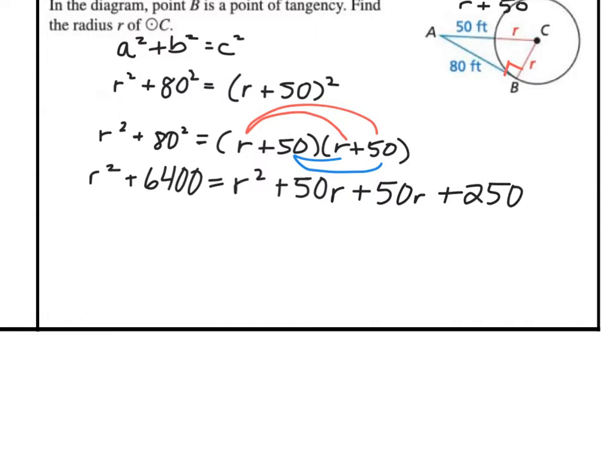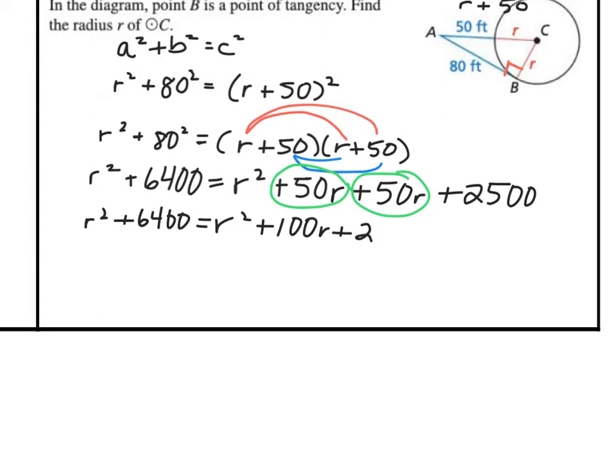Okay, this looks really bad. I promise it's actually going to simplify to be a nice equation to solve here in a second. First thing you should do, though, is combine like terms. You've got 50R and 50R. We're going to 100R. Your exponents do not change when you do that. So it's R squared plus 100R plus 2,500. Okay. It's about to get a lot better.